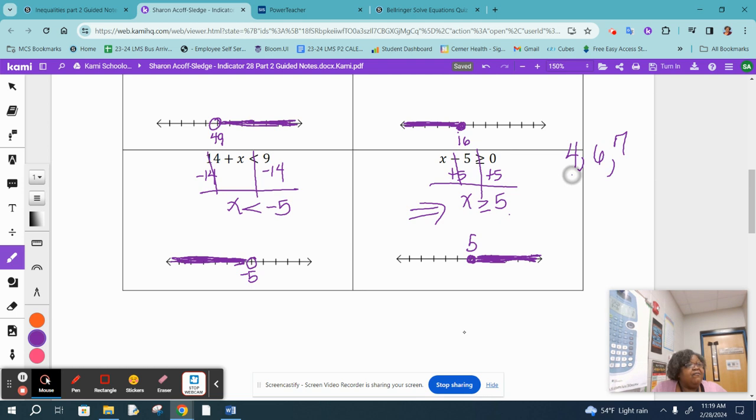So if I gave you a 4, is that a solution? No. If I gave you a 6, is that a solution? If I gave you a 7, is that a solution? Okay. If I gave you a -5, is that a solution? No.